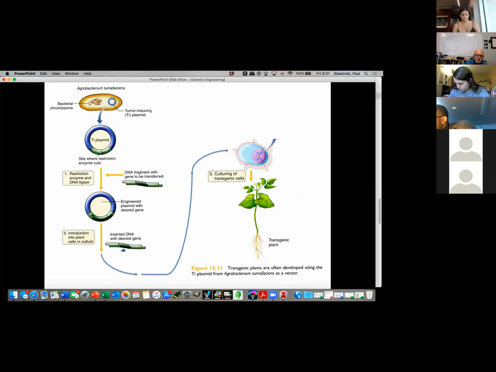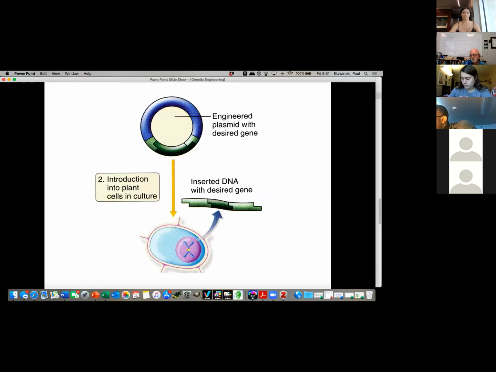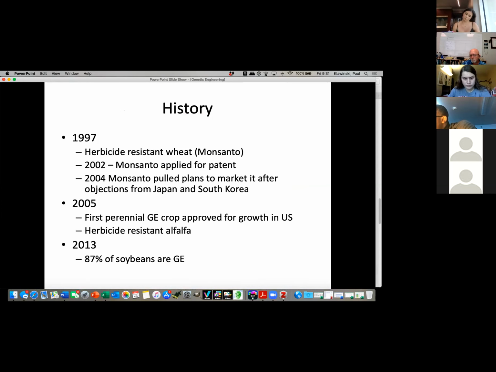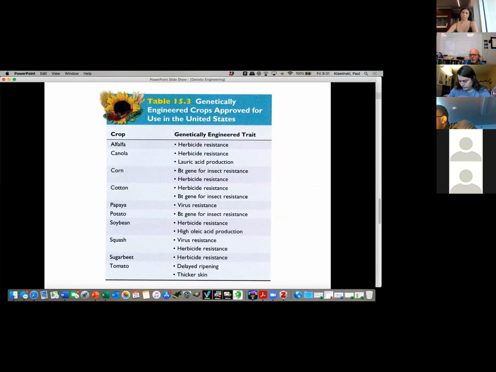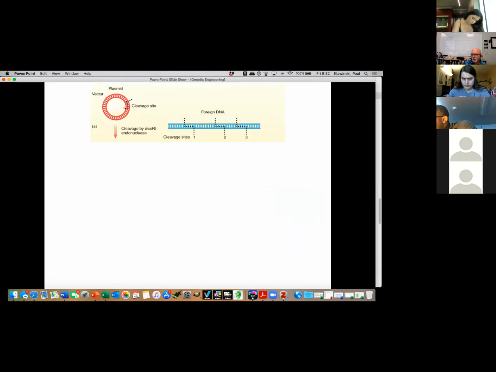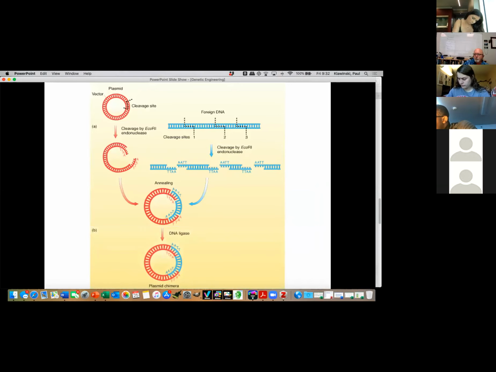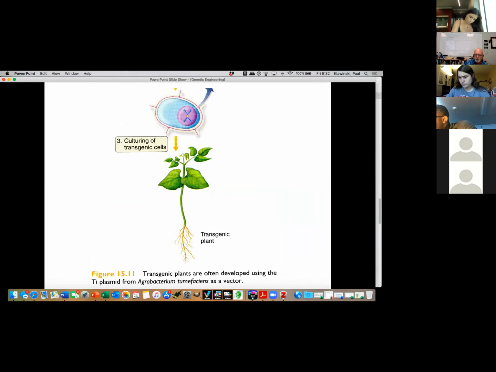Questions about this process? If you go back earlier in this slide presentation, you can see some examples of the different kinds of crops and what kinds of genetic engineering has been done on them. So just to remind you that that information is in here. Okay, we're all clear on process.